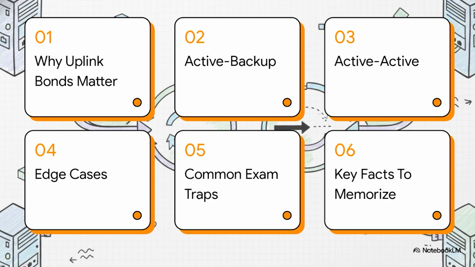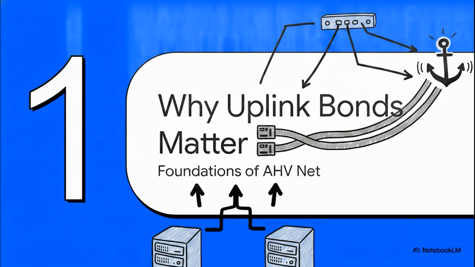Here's our roadmap for today. We'll start with why uplink bonds matter, unpack the default active backup mode, explore active-active and MAC pinning, check out a non-homogeneous NIC edge case, expose some common exam traps, and finally wrap up with those key facts you've got to memorize. All right, let's jump right into Section 1, why uplink bonds matter.